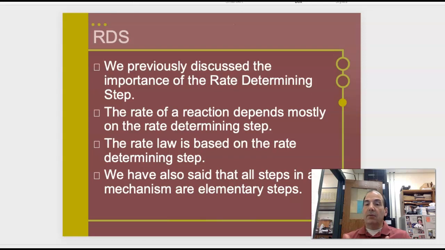And since every step in a mechanism is an elementary reaction, then the rate determining step, being an elementary reaction, makes it very easy to determine the rate law by looking at that. So if we know the slow step, if we know which step is the rate determining step, writing the rate law is very easy.